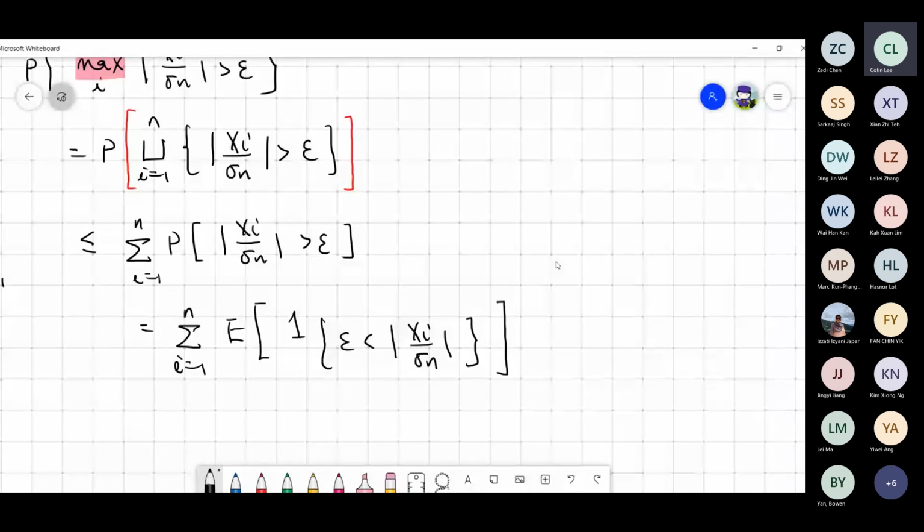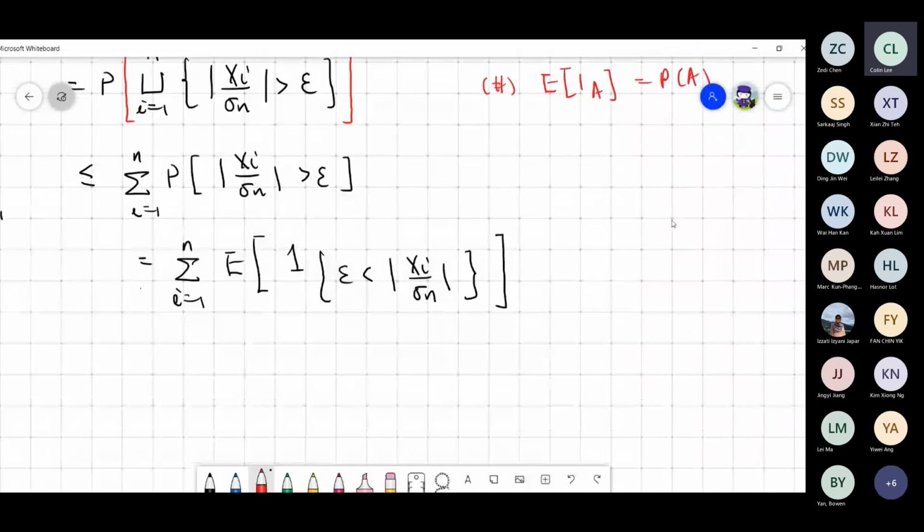Okay, so this is equal to this. Remember, we have the E of 1, the indicator function. So this is just P of kn. So we have this. And next, this one, we can directly see that this will be always less than or equal to 1 over epsilon square E of this.